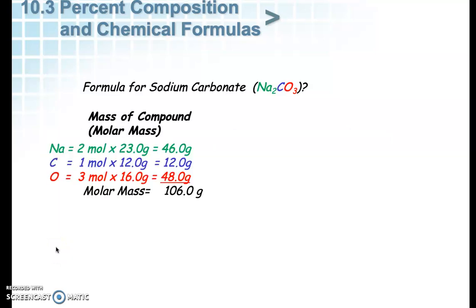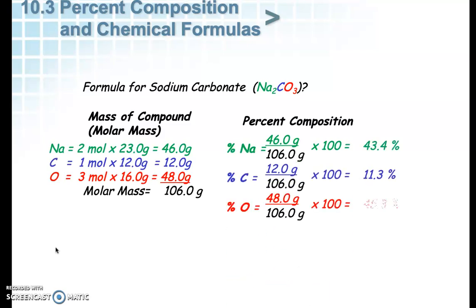Okay, so here we go. We have 46 grams for Na, 12 grams for carbon, 48 grams for oxygen. So the molar mass is 106 grams. Now we take our 46 grams for sodium divided by 106, our 12 grams divided by 106, our 48 grams divided by 106, and multiply each one by 100. Not 100%, by 100. In your book there's a percent sign. Don't get confused, it's by 100.